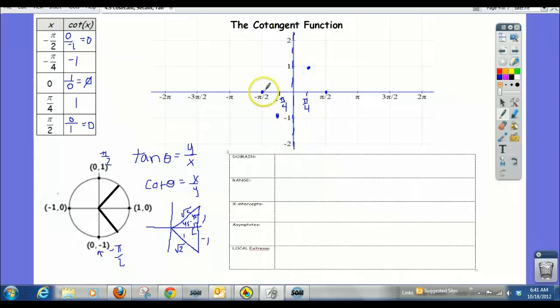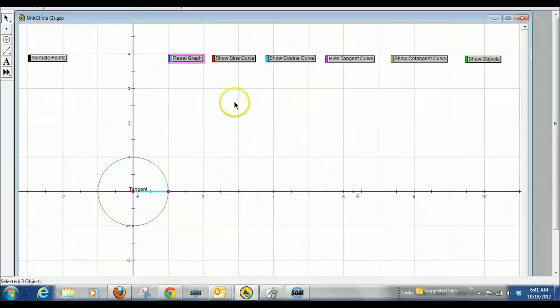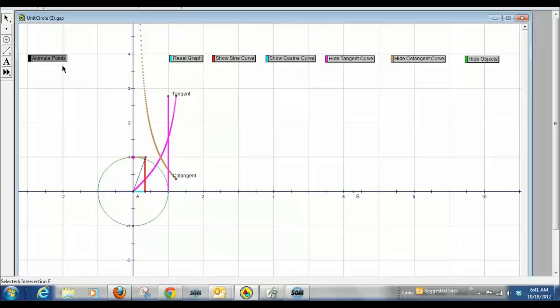And so at this point, we need to get a sense of the shape of cotangent. We just kind of have a few points. So let's take a look at this Geo Sketchpad animation. I'm going to show cotangent, and you're going to notice that the curves behave similarly to the tangent graph. So notice they're not straight lines, right?